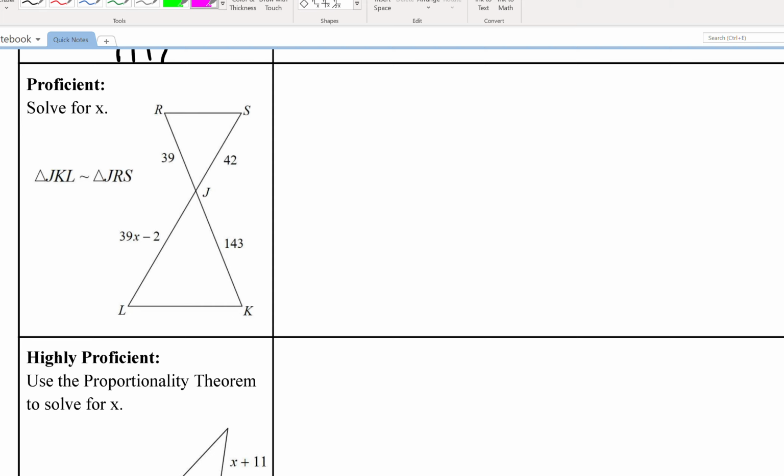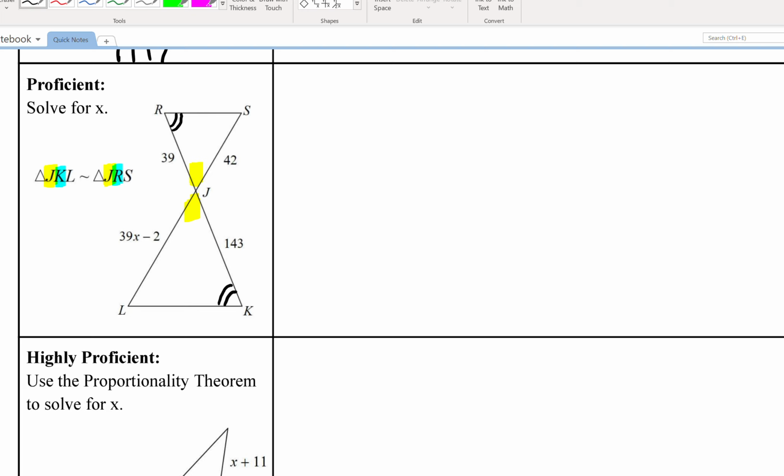This is important right here because it shows us that angle J and this angle J are congruent. So that's important. But what comes next, K, is corresponding to R. That means that K, maybe show that with two arcs here, is congruent to angle R.